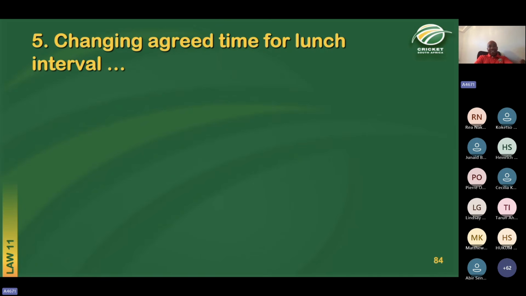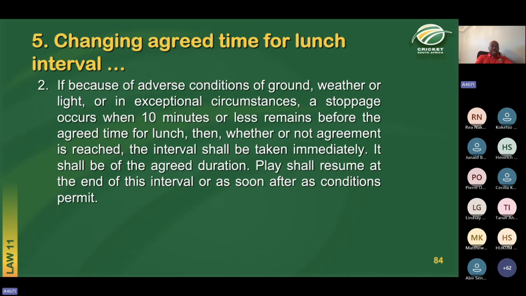When else do we have to change the agreed time for lunch? If, because of adverse conditions of ground, weather, or light, a stoppage occurs when 10 minutes or less remains before the agreed time for lunch, then whether or not there is an agreement between umpires and captains, the interval shall be taken immediately. It shall be of the agreed duration and play shall resume at the end of this interval or as soon as conditions allow, whichever comes later.